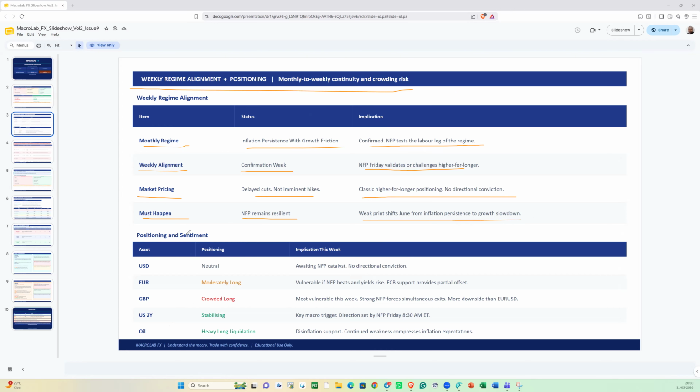So positioning and sentiment. Well, this week on USD, we're staying neutral, right? Implication is that we're waiting for NFP to tell us what to do. But of course, the market will be moving all through Monday, Tuesday, Wednesday to get to NFP day, but just for a confirmation. For Euro, we're seeing moderately long. Yeah, we're seeing moderately long, vulnerable if NFP beats and yields rise.